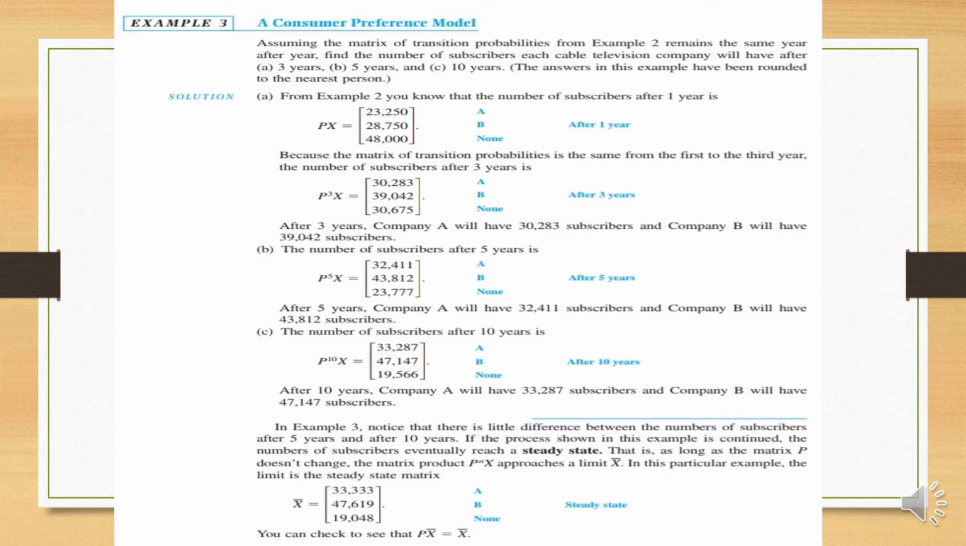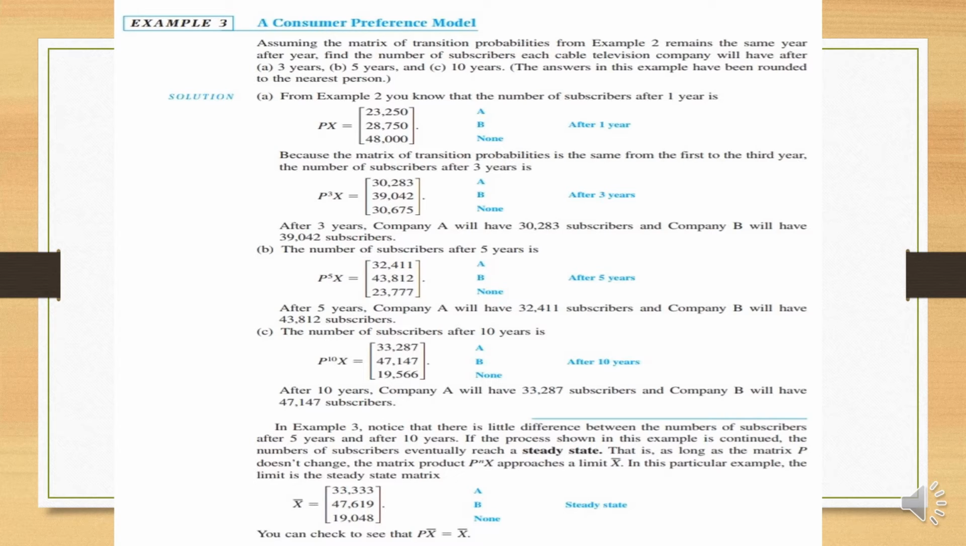After 2 years, we use P squared. It is P cubed X in this case, after 3 years. Company A will have 30,283 subscribers. Company B will have 39,042 subscribers. If we are trying to find the number after 5 years, we have to find P raised to 5, times X. In Company A, 32,411 subscribers. In Company B, 48,812 subscribers.